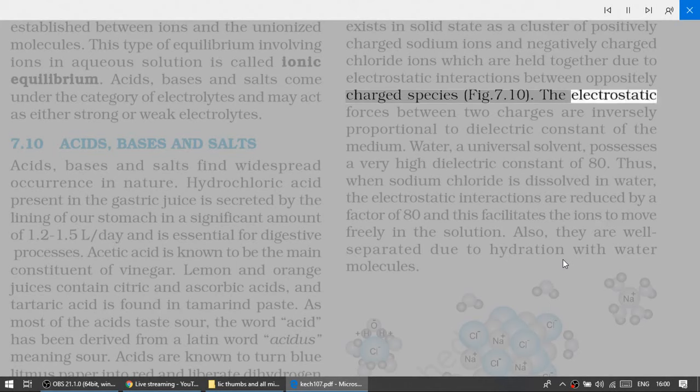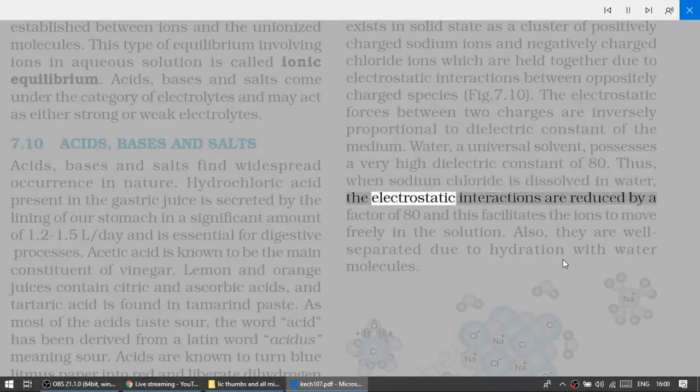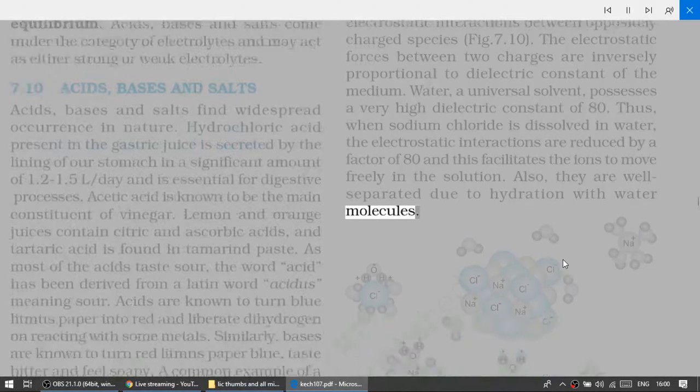Fig. 7.10. The electrostatic forces between two charges are inversely proportional to the dielectric constant of the medium. Water, a universal solvent, possesses a very high dielectric constant of 80. Thus, when sodium chloride is dissolved in water, the electrostatic interactions are reduced by a factor of 80, and this facilitates the ions to move freely in the solution. Also, they are well separated due to hydration with water molecules.